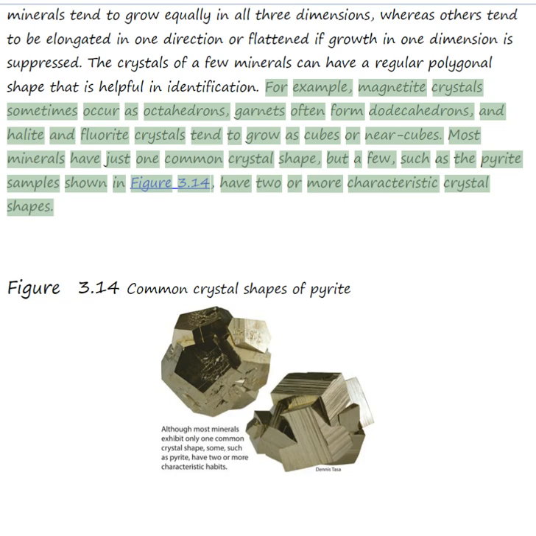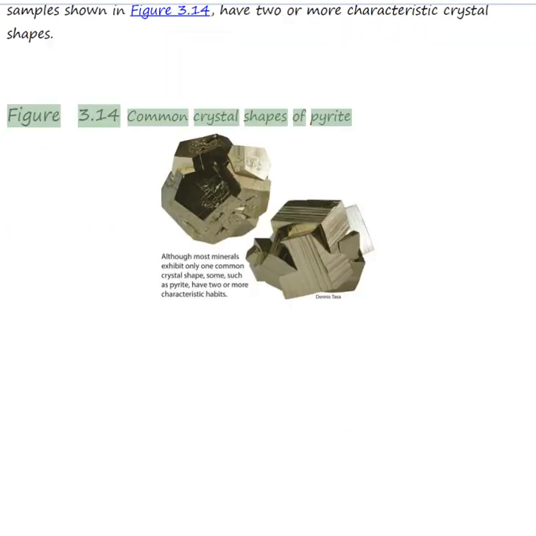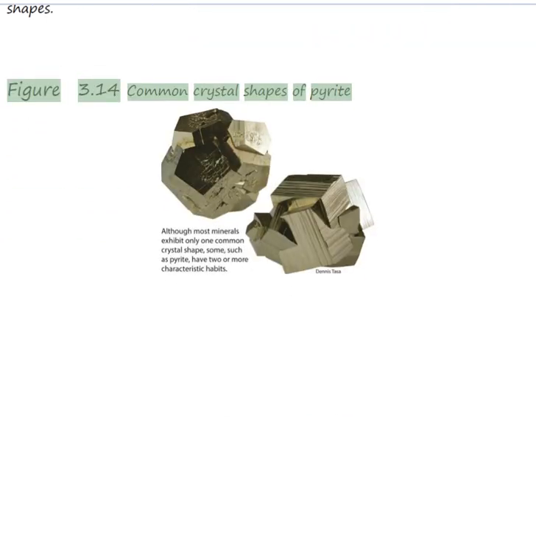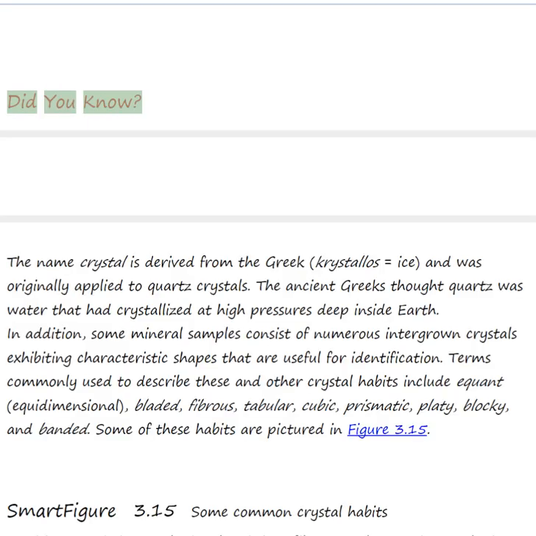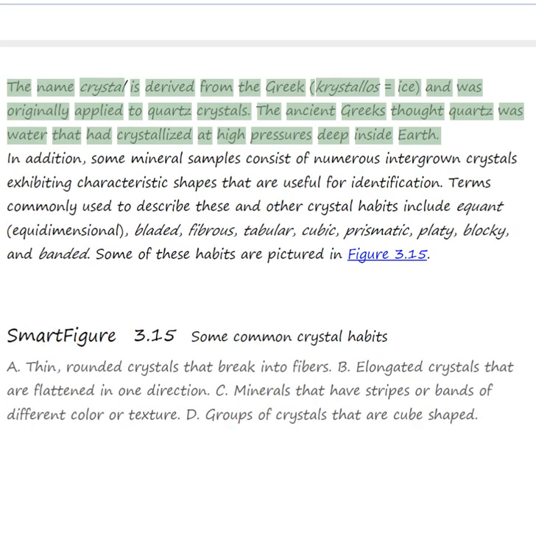Most minerals have just one common crystal shape, but a few, such as the pyrite samples shown in Figure 3.14, have two or more characteristic crystal shapes. Figure 3.14 Common crystal shapes of pyrite. Did you know? The name crystal is derived from the Greek and was originally applied to quartz crystals. The ancient Greeks thought quartz was water that had crystallized at high pressures deep inside Earth.